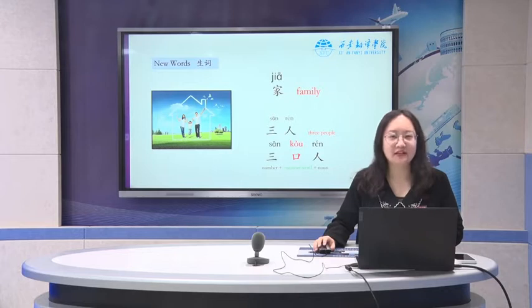You know, in Chinese, measure words are very important. Based on the Chinese family, we use the measure word 口. So these 3 people we can also say 三口人。You can see the number plus measure word and the noun.